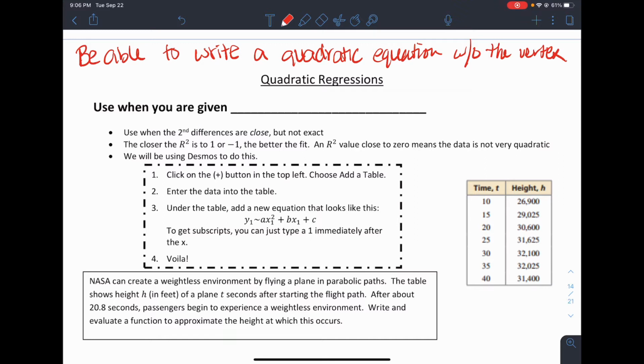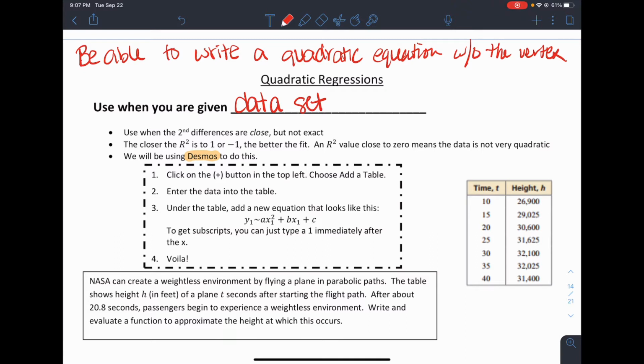We use this method when we are given a data set. Right? We use this method when we are given a data set. And it's going to require the use of our friend Desmos. So you're going to need to use Desmos to do this. Okay?